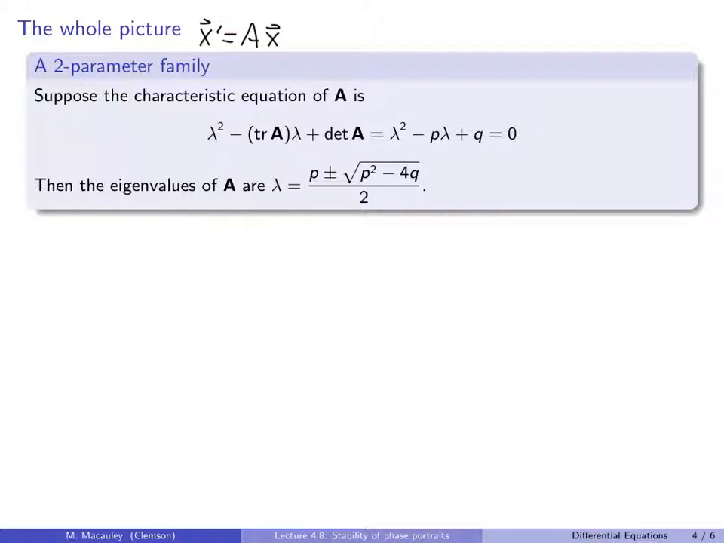So let's suppose that the characteristic equation of A is something like this. This is always the case. And let's call the trace P, and let's call the determinant Q. So every single A can be represented by a pair, P and Q, where P is the trace and Q is the determinant, and that A has the following eigenvalues. This is just the quadratic equation.